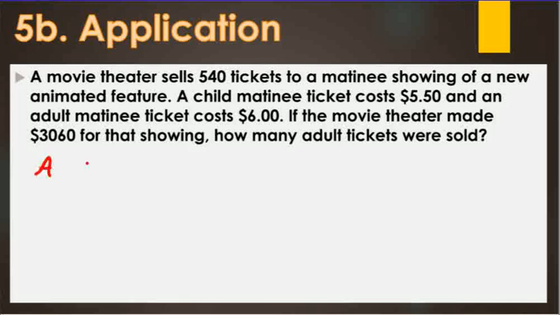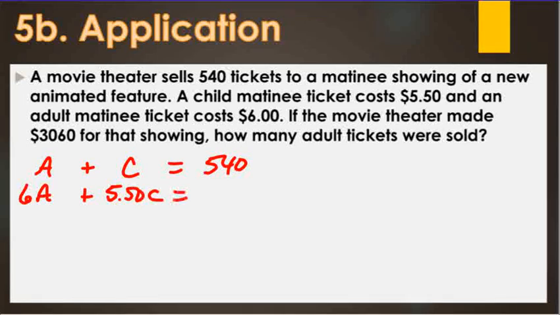So adult tickets plus child tickets equals 540 tickets. So one of the equations has to deal with all tickets. The second one, it deals with all money. So an adult ticket costs $6, and the child ticket is $5.50, and the total amount is $3,060.